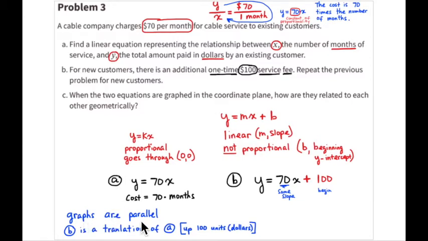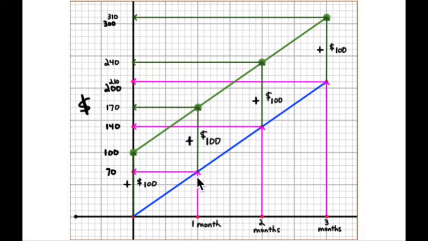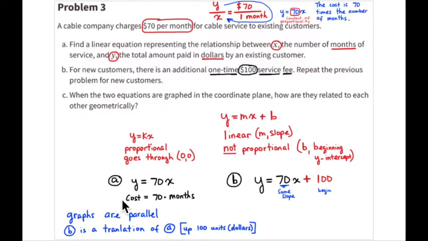And the graphs are parallel, and B is a translation of A, and it goes up 100 units. So it's a translation of the graph for A, and it's translated up 100 units. And both lines are parallel. So that's how it's related geometrically. Parallel, and it's a translation of A up 100 units.